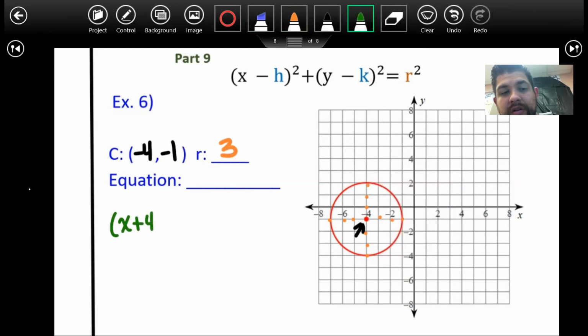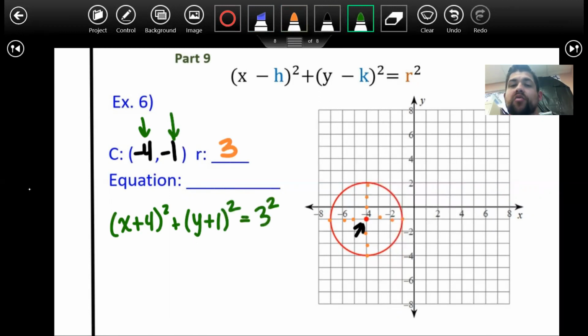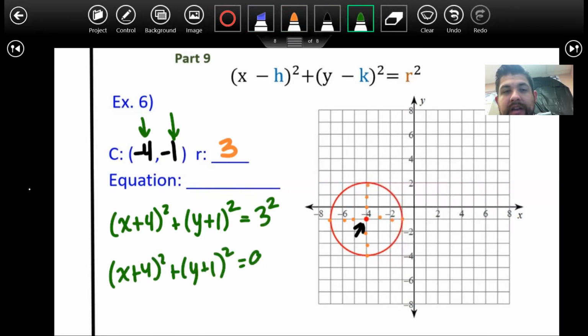X plus 4 squared, we always plug in the opposite value to the h value, plus y plus 1, that's our k value, squared is equal to 3 squared. If you're comfortable just squaring that value because you understand what you have to do, you're more than welcome to. X plus 4 squared plus y plus 1 squared is equal to 9. And again, all I'm looking for is our center, radius, and the equation that you provide.